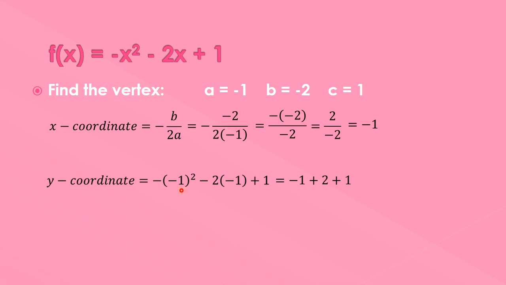Negative 1 squared, use order of operations, you will first square negative 1, it will be positive 1, and we still have the minus sign. So negative 1 plus 2 plus 1. The result is 2. So the y coordinate for the vertex is 2. So the vertex we will find at ordered pair (negative 1, 2).